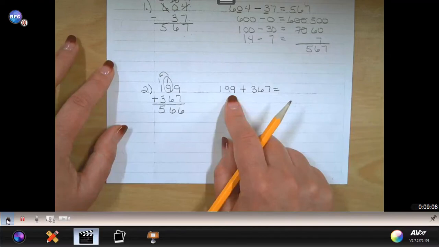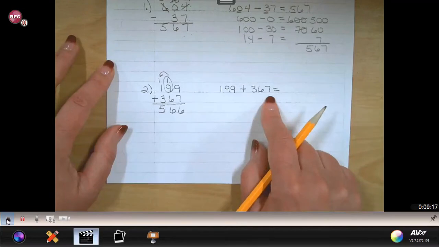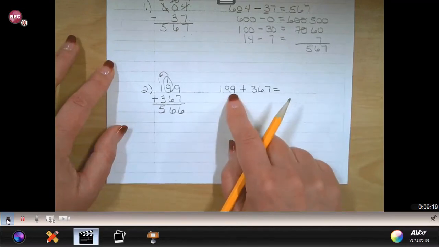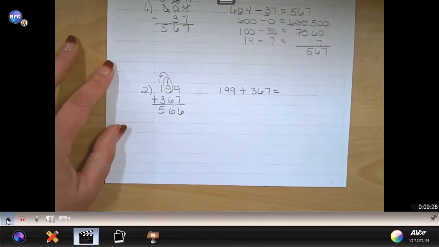Now, you'll also notice that 199 is really close to what? If you said 200, yeah, you're right. So what if we said 200 plus 367? Well, we would add 2 more hundreds here, which would make 567. And then we would just subtract ones because we over added 1. We would just take 1 away. So that's another strategy you could use. You could add a 1 to the 199, make it 200, and then just take it back out.